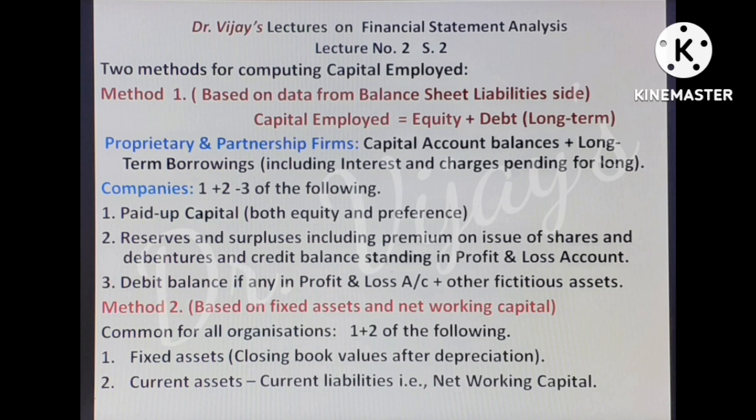And 3, debit balance in profit and loss account or other fictitious assets. Debit balance in profit and loss account means it will appear on the asset side of balance sheet under heading fictitious assets in balance sheet of companies, and whatever is there, you have to subtract for finding out capital employed. So along with paid up capital as shown by balance sheet, that is called up capital minus calls in arrears, you have to add all reserves and surpluses, including profit and loss account credit balance.